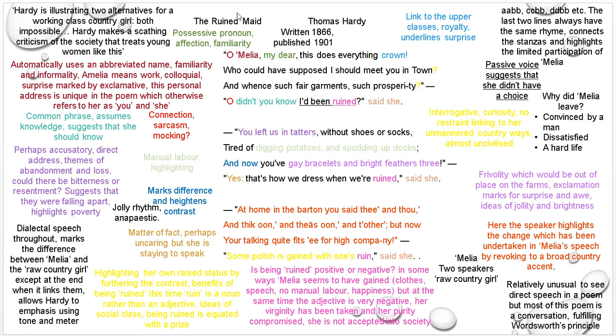But today, one of my revision foci is The Ruined Maid by Thomas Hardy. So you can see that I've got several annotations, nicely colour coordinated, as I often am, and I hope you can read them. I'm going to be talking through them and the poem. And then at the end I'll include close-ups of them if, when I look back at this video, I don't think you're going to be able to read them fully.